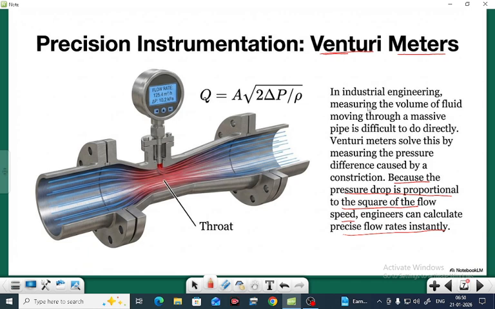In industrial engineering, measuring the volume of fluid moving through a massive pipe is difficult to do directly. Venturi meters solve this by measuring the pressure difference caused by constriction. Because the pressure drop is proportional to the square of the flow speed, engineers can calculate precise flow rates instantly with the help of Venturi meters.